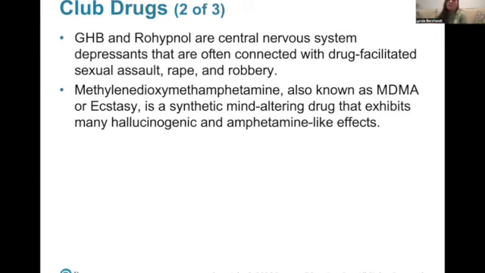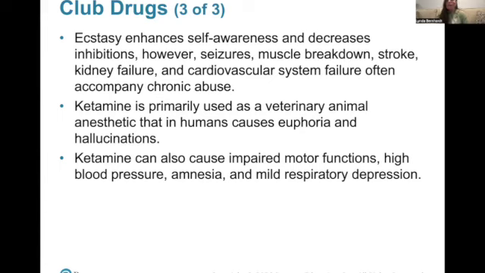Ecstasy enhances self-awareness, decreases inhibitions. So basically everything feels good, hence the name ecstasy. But it actually affects a very specific pleasure spot in your brain. And you can burn that out. So if you do too much ecstasy, my ex-husband had this, he did dirty X and burnt that spot out on his brain without medication. He has no happy. He killed it because of this drug.